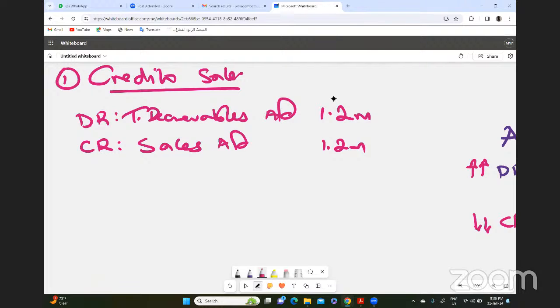So we debit trade receivables and credit sales. Now we are going to give someone a discount. They come and they pay within the time. So we are giving them a discount of 60,000 shillings. That is the discount. So the actual money that we are going to receive is shillings 1,140, isn't it so?